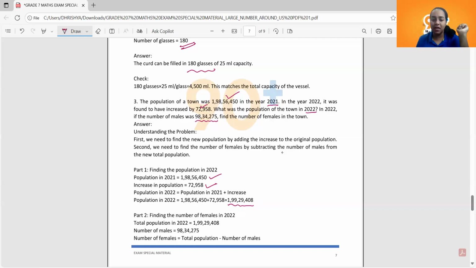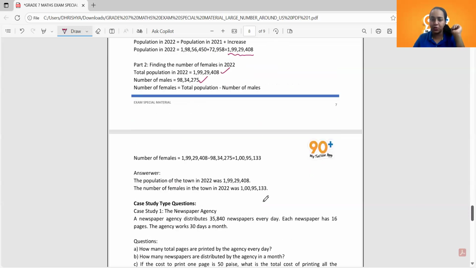Now we have to find the females. What is already given? The number of males is already given, right? If males is given, to find the females is easy, right? From the total population, you subtract the number of males. So this is the total population. Number of males was 98,34,275. You subtract this. That will be 1,95,133. This is the number of females.